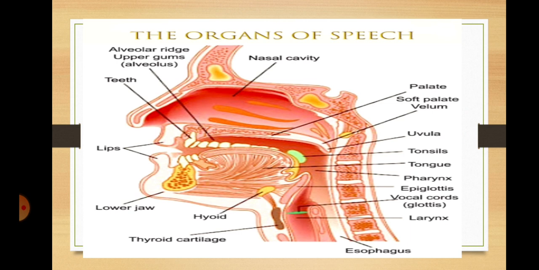In this picture, you can see the organs of speech, which participate in the production of English consonants. To the left, you can see the alveolar ridge, upper gums, teeth, lips, and lower jaw. Then above, you can see the nasal cavity, and to the right, you can see the indicators of the palate, soft palate, velum, uvula, tonsils, tongue, pharynx, vocal cords, and larynx.